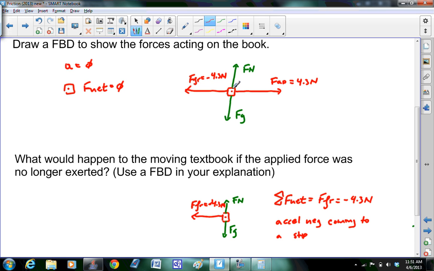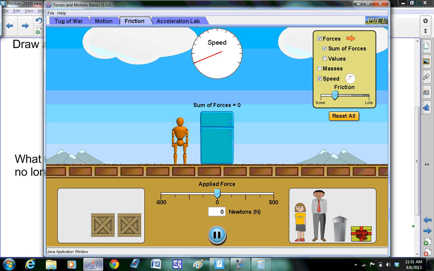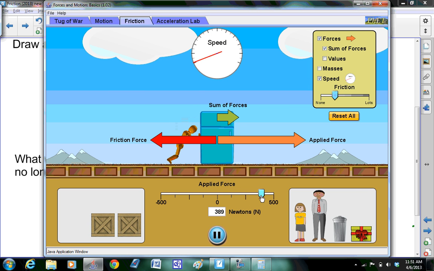And we can actually look at an applet. This is one of the applets we have linked on the website. And we see here we have an individual who's going to be pushing a refrigerator, quite a large refrigerator. And you can keep track of the forces with little arrows here. So let's take a look at what happens. If I apply a little bit of force, you notice that the friction force is going to equal the applied force while the object's not moving. So whatever I try to do, the friction is going to oppose me. So that's static friction.